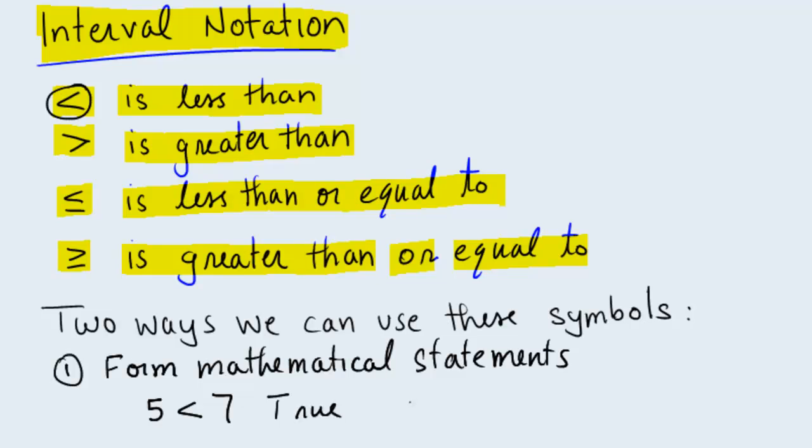I can also make a false statement using the same symbol. If I say 1 is less than 0, you know this is a false statement because you know that the real numbers are ordered. When I look at where 0 and where 1 is, 0 is to the left of 1, and the numbers on the left are less than the numbers on the right.